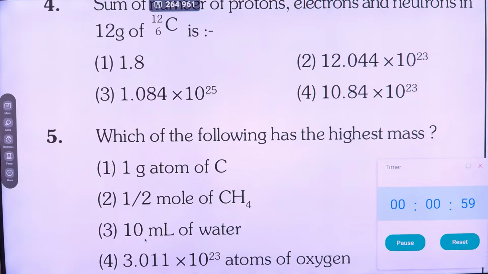Which of the following has the highest mass? 1 gram atom of carbon, half mole of CH4, 10 mL of water, 3.01 × 10^23 atoms of oxygen. It's a very easy question, you guys can do it.